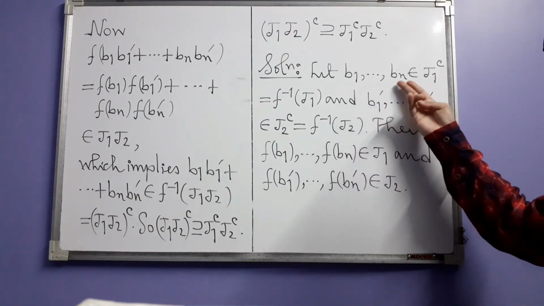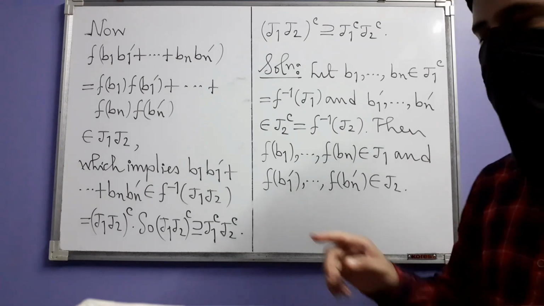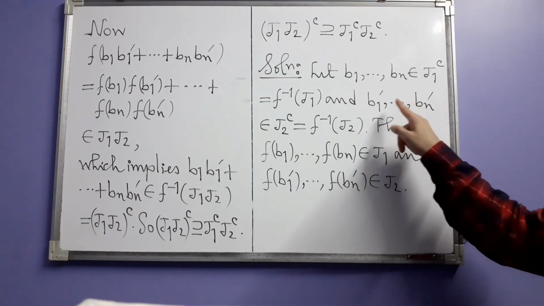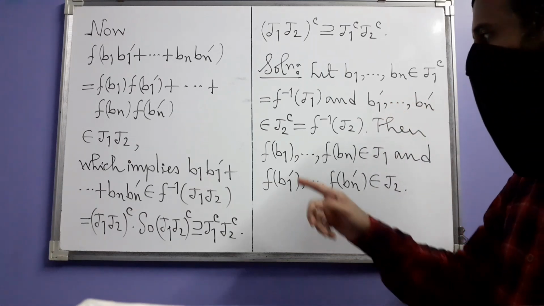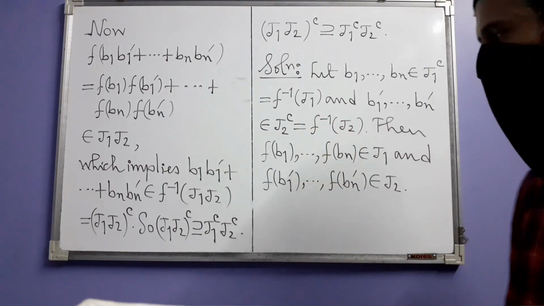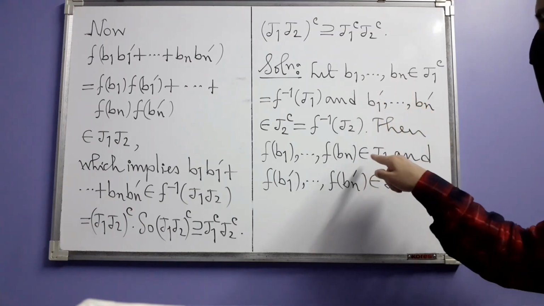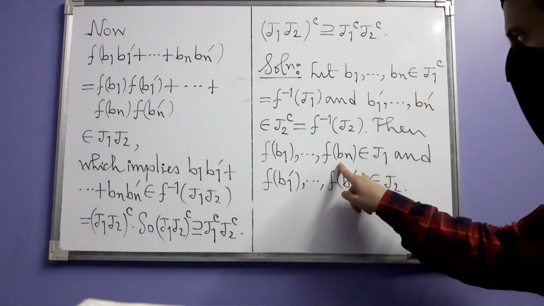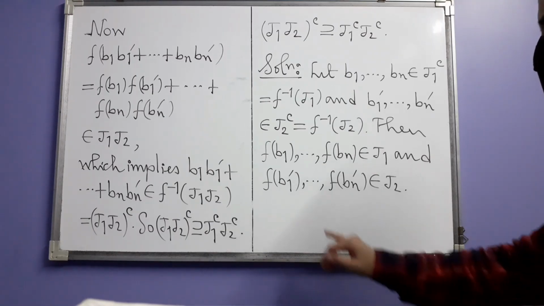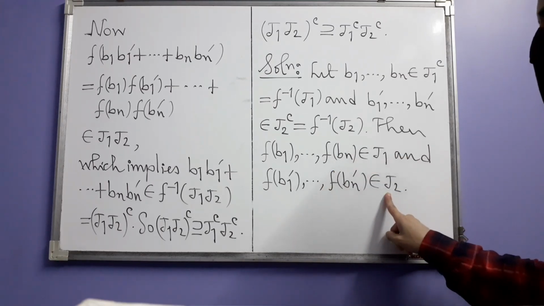We take n elements b1, b2 up to bn in J1 contraction, which by definition is the inverse image of J1 under F, and an equal number of elements b1 prime, b2 prime up to bn prime in the contraction of J2, which is the inverse image of J2 under F. But then obviously the F images of these elements will belong to J1, that is all these F of bi's belong to J1, because that's the definition of inverse image. Similarly, the F images of all these bi primes belong to J2.